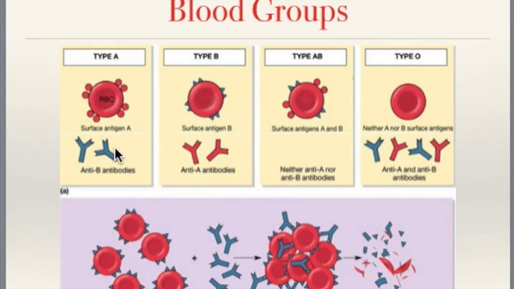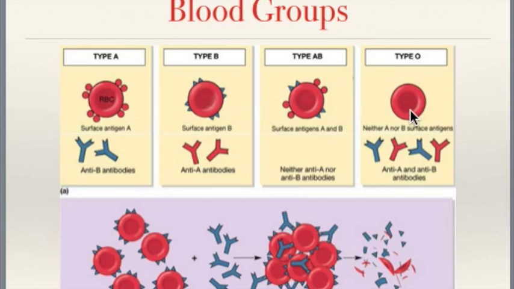All right? So now, if I give type O blood to this type A person, these anti-B antibodies will not react with the type O red blood cells. Do you see that? Because there's no B antigens. These anti-B antibodies will not react with type O blood cells because there are no type B antigens.